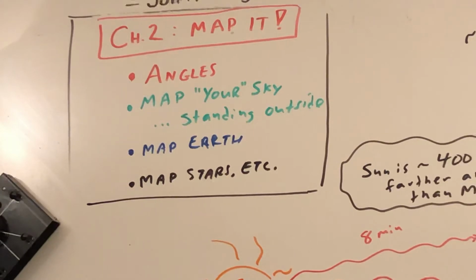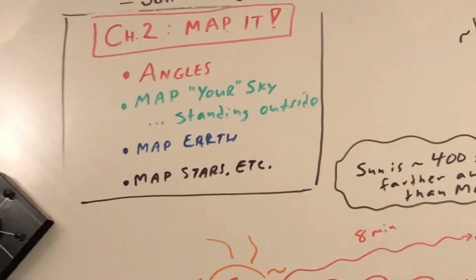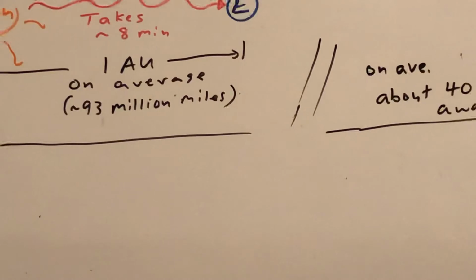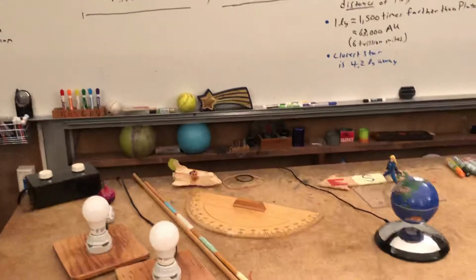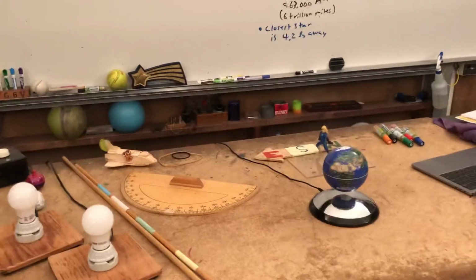We're going to map your sky standing outside. We're going to map Earth, so where you are as you look up. And we're going to map what we see, the stars, okay, and planets, and so on. So that's what we're going to do. Let me show you what that means.